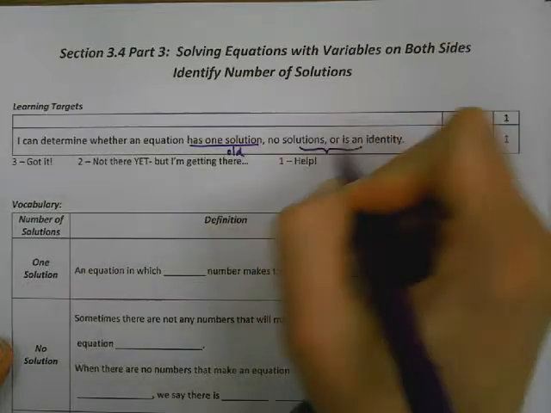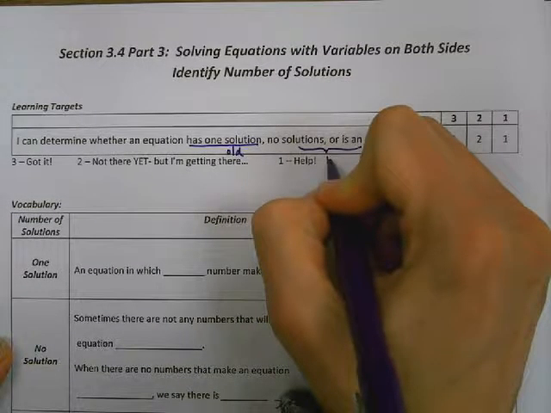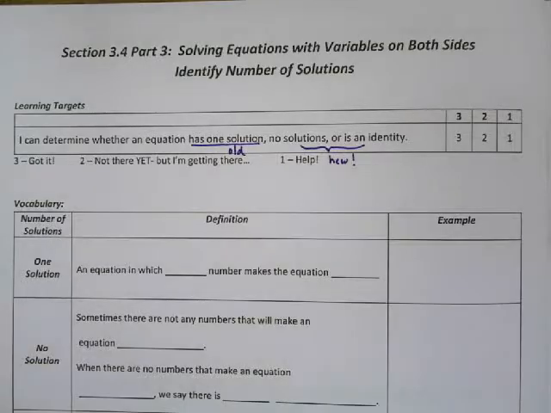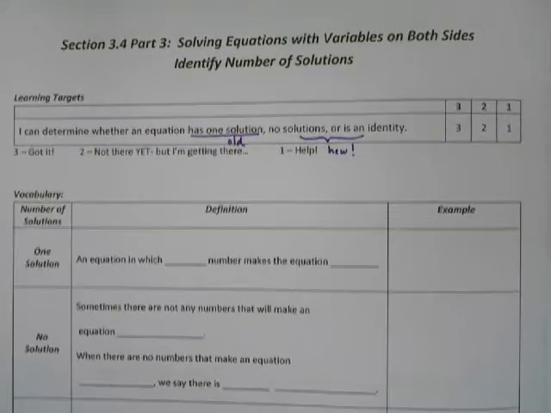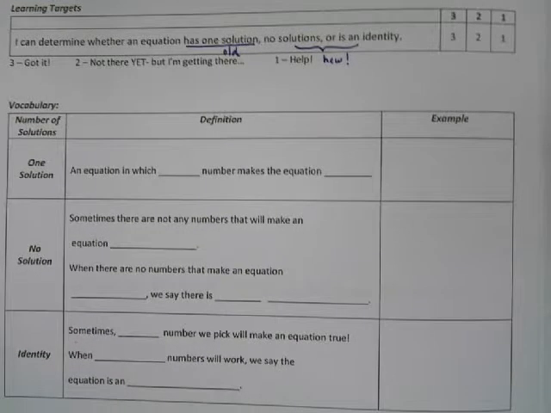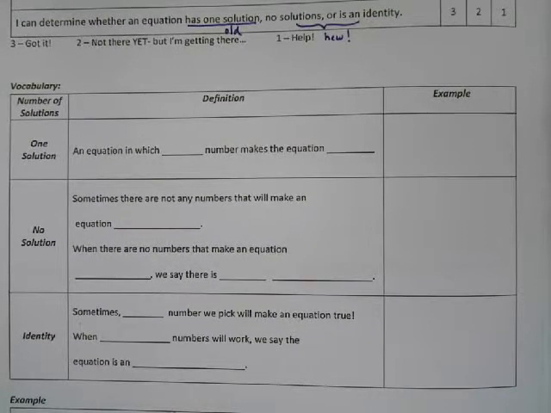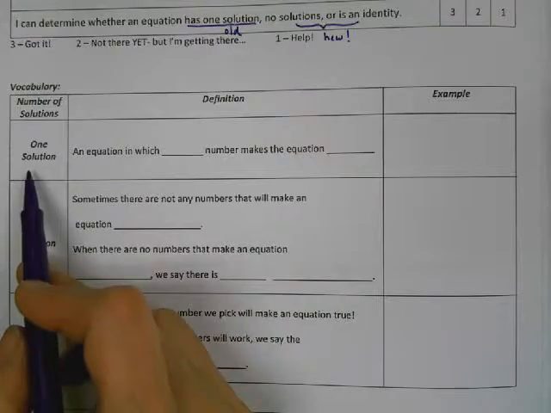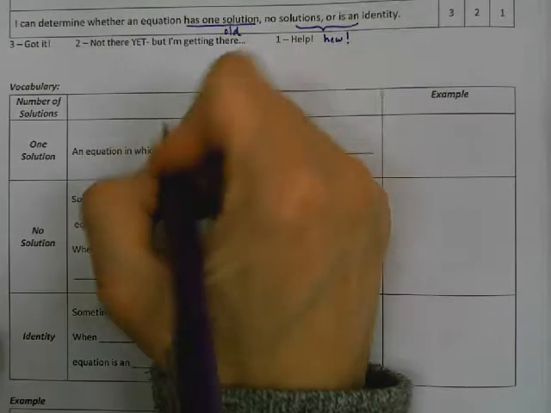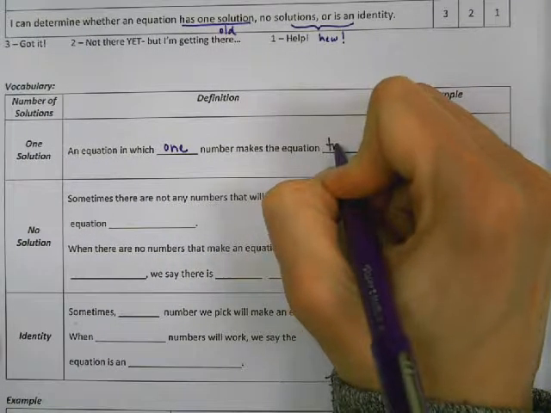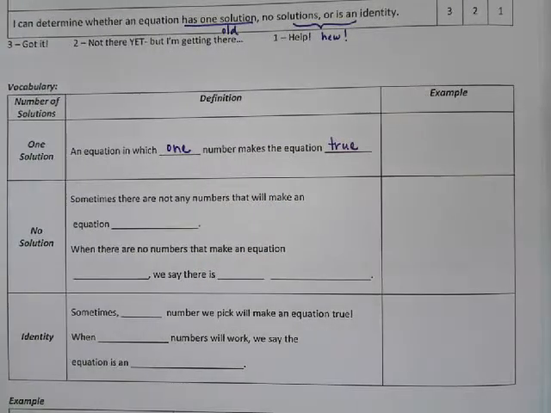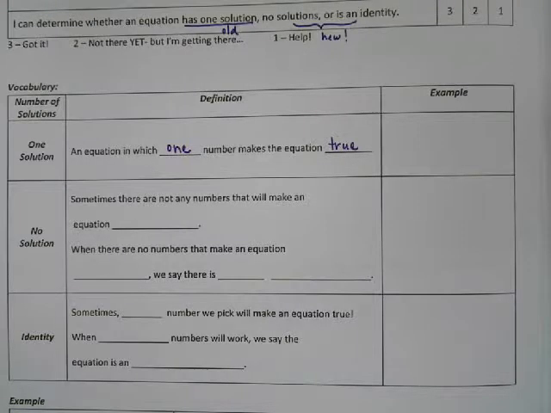So this business about no solutions or an identity, that's new, and that's really what we're going to be learning today, is how to recognize which one of these cases applies to our equation. So let's take a look. Now, the number of solutions. If an equation has one solution, that's an equation in which one number makes the equation true. And like I said, this has been every equation we've looked at so far.